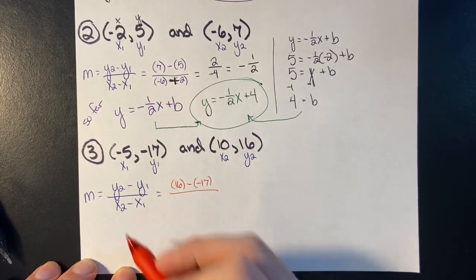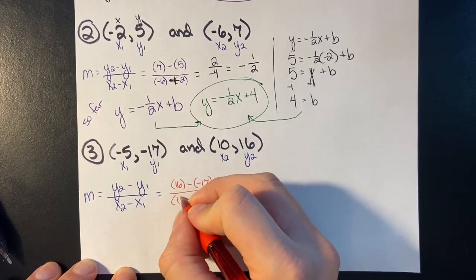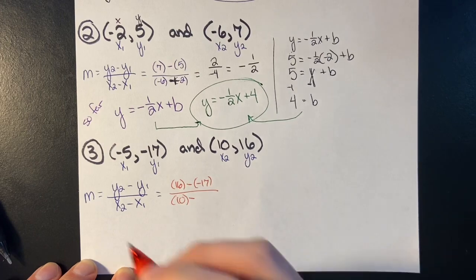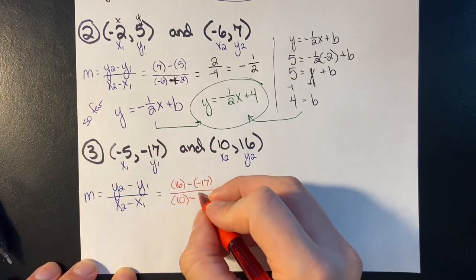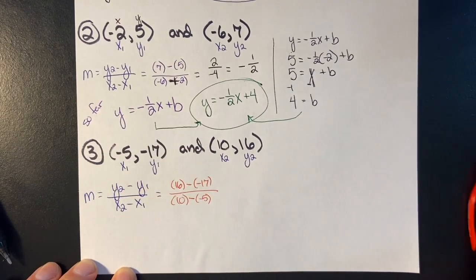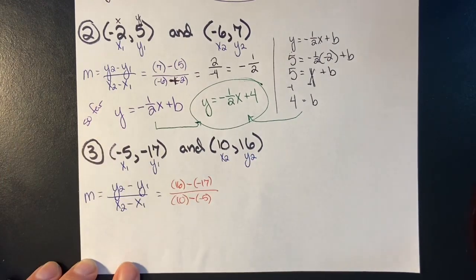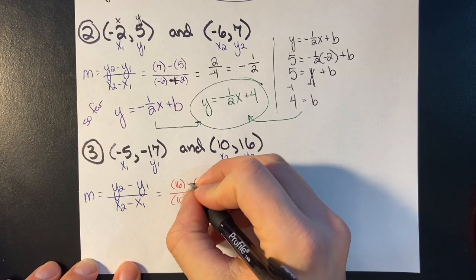Over x sub 2 is 10, minus x sub 1 is negative 5. If you see a double negative, make it a positive.